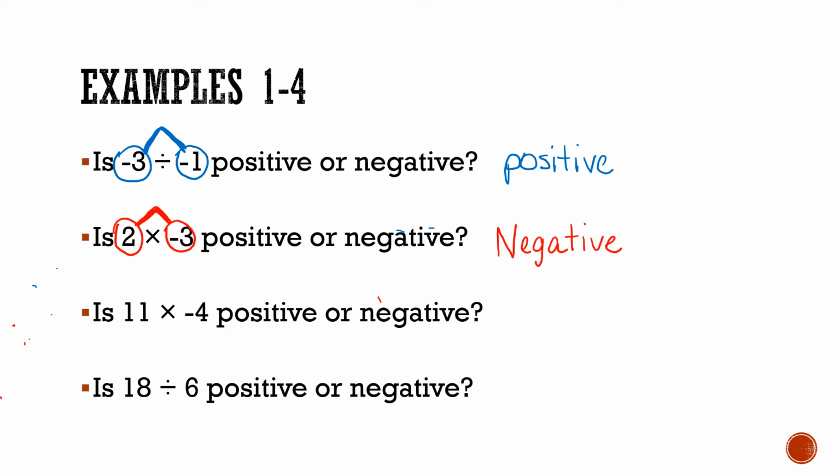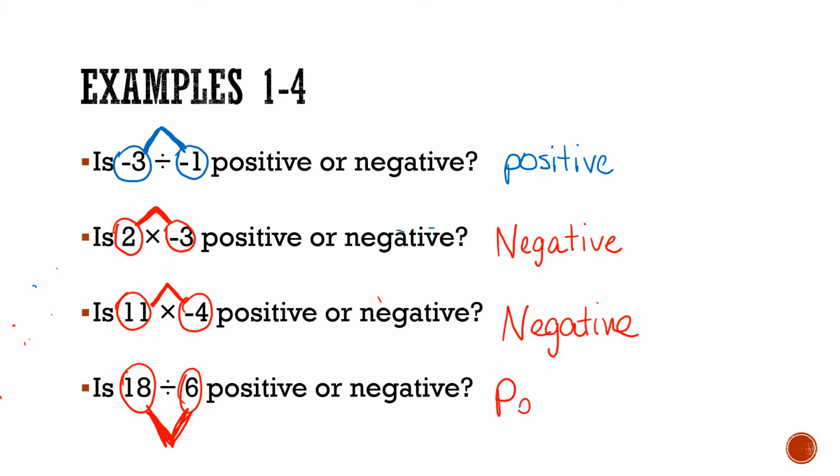Okay, in the next one we've got 11 and -4. Do those have matching signs? No, they don't, so it is negative. Okay, in the last one we've got a positive divided by a positive. So again, are those matching signs since they're both positives? They do have matching signs, so it is a positive answer.